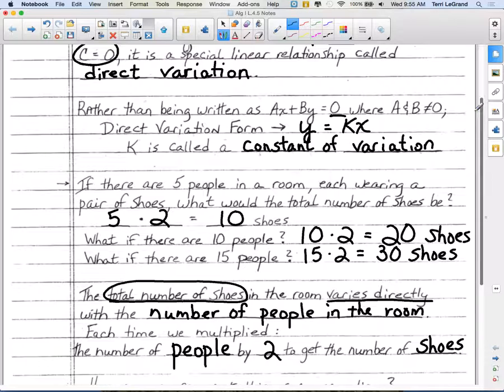The x is the what? What did we multiply by 2? The number of people. So the number of people is x. And what would the y be then? The number of shoes. Yeah, the total number of shoes.